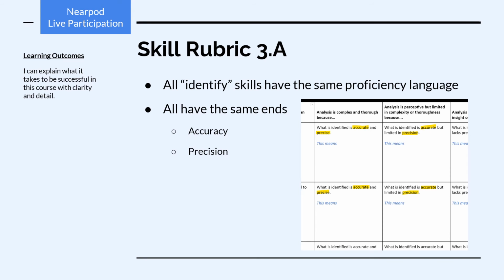All identify skills have the same proficiency language, and that's because when we ask you to identify something in an analysis task, we're looking for the same things. We want to see if you can be accurate and precise in your identification.